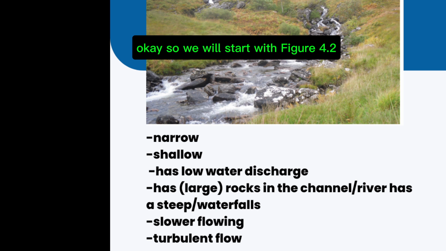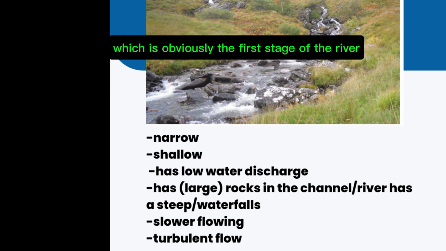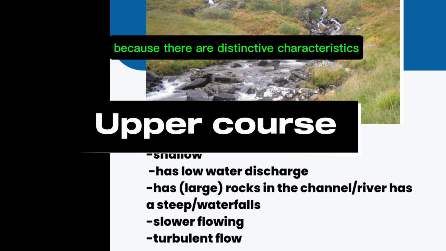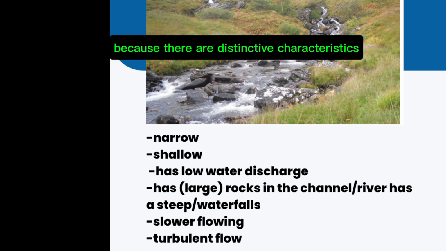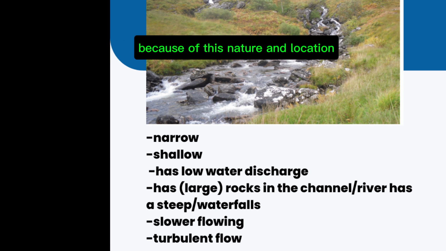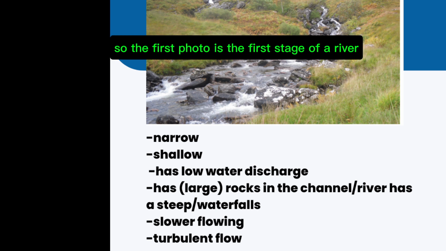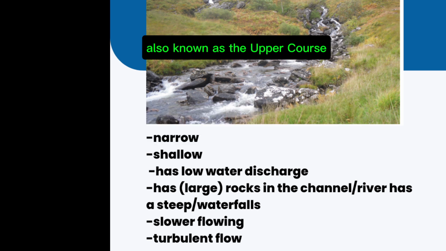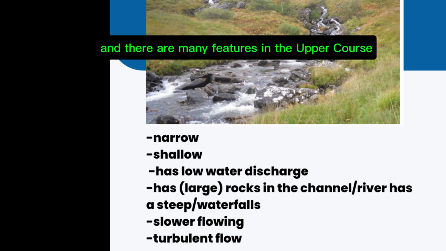Okay, so we will start with figure 4.2, which is the first stage of the river, also known as the upper course, because there are distinctive characteristics because of its nature and location, closer to the source of the river. There are many features in the upper course.